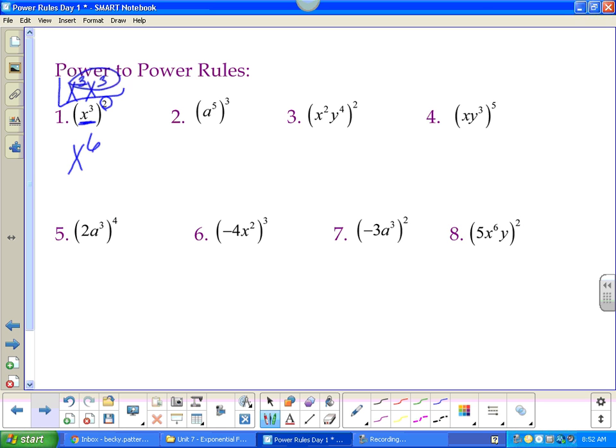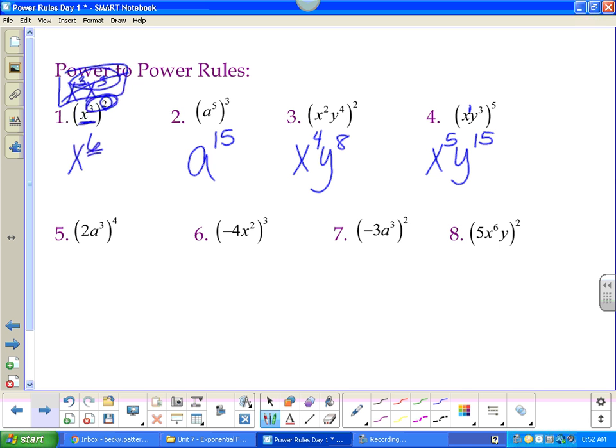But if you want to skip this step, which is totally fine, then when you have a power to a power, you multiply. So this would be a to the 15th, and x to the 4th, and y to the 8th. And x to the 5th, because there's a 1 right there, and y to the 15th.